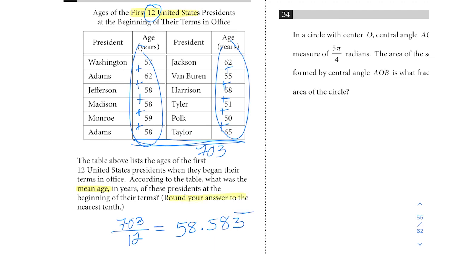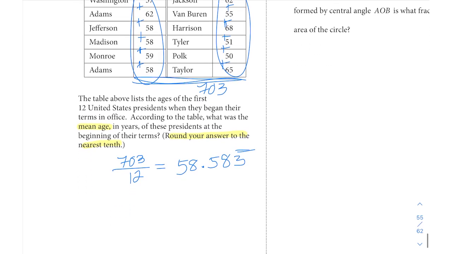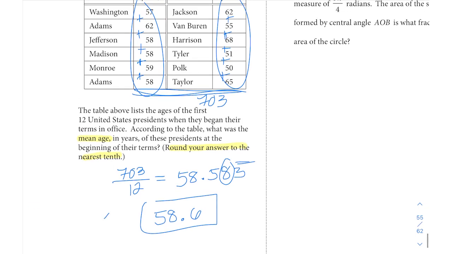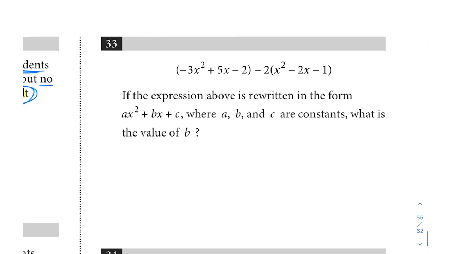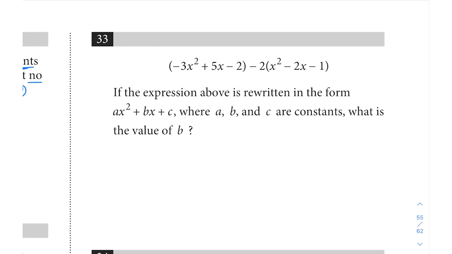58.583 repeating. So let's talk about what we would actually grid in, because they want us to round to the nearest tenth. They're going to tell you how many decimal places to round to, and here that would be one decimal place. 58 point, since this number 8 is greater than or equal to 5, that means we round up. This would be 58.6 that we grid in for our correct answer on number 32.